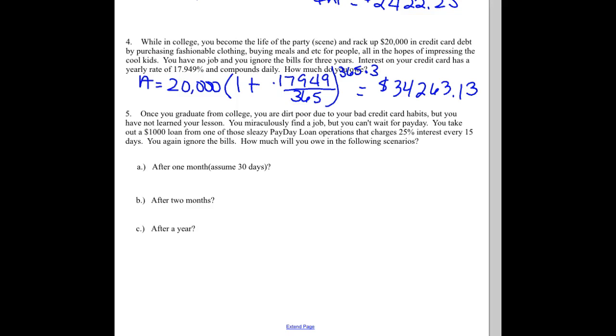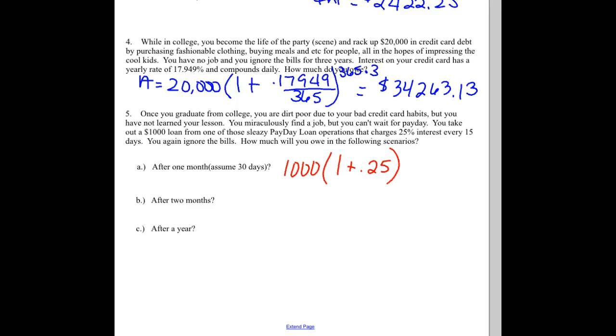Okay, so we aren't going to actually be using our compounding formula. It's going to be slightly different. We again ignore the bills. How much would we owe in the following scenarios? What if we pay it off 1 month later, 2 months later, or after a year? Okay, so we're going to look at the 3 scenarios. We start out buying or borrowing $1,000. Okay, it's growing at a rate of 25%, 0.25.